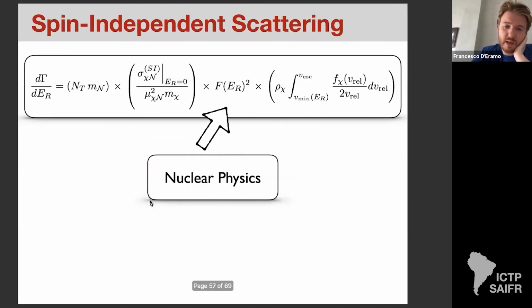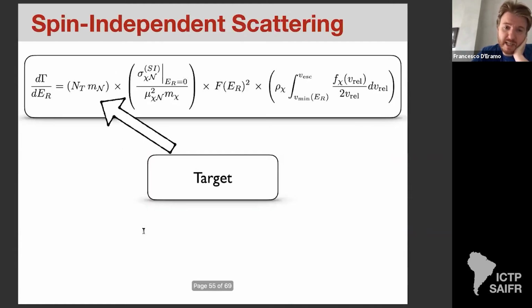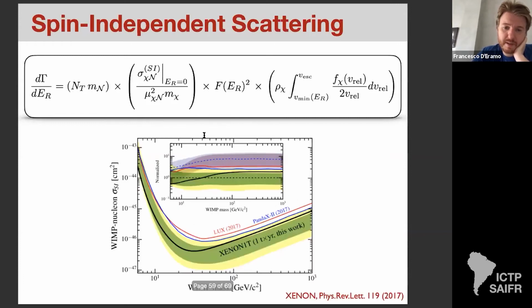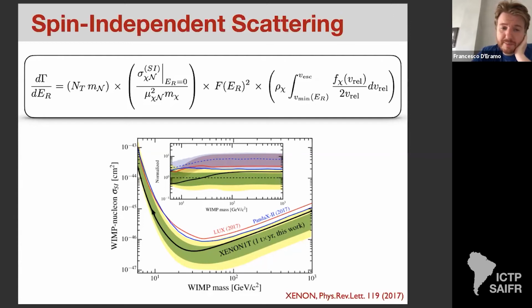In the case where these two numbers f_p and f_n are equal, then you can just divide by A squared and you get that, times a mass factor, but these are known factors. So you see that the bound is this black line, and you see that these searches are mostly efficient for a mass around 30, 40 GeV. You see that this line becomes vertical.